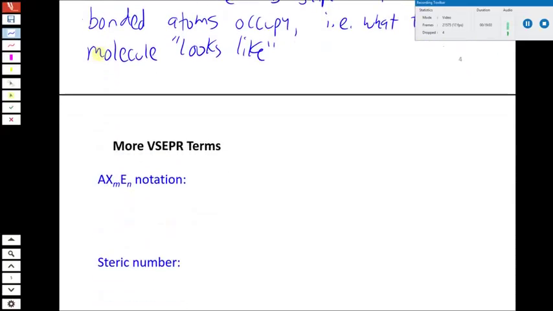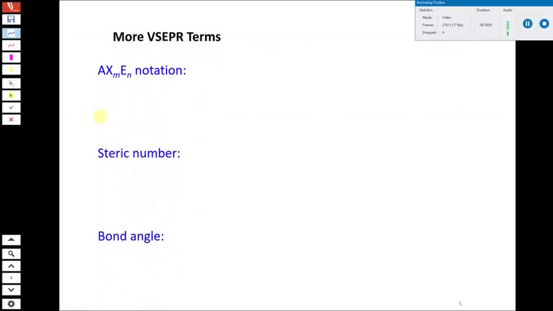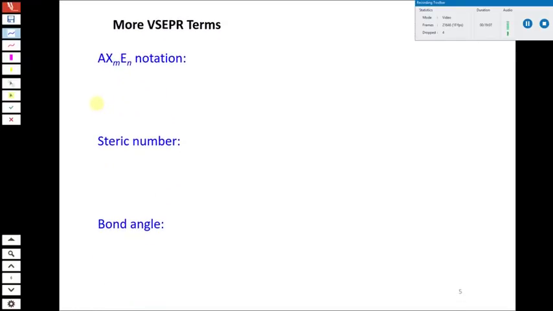Some other definitions before we get into the approach. Now, I think this is a little bit different than how your book does it, but I do like this system of categorizing things, and I think it helps you organize your thoughts and classify things a little bit more generally. So we have what's often referred to as the AXE notation. Okay? So what do all these terms mean in this abbreviation? AX with a little subscript M, E with the subscript N.